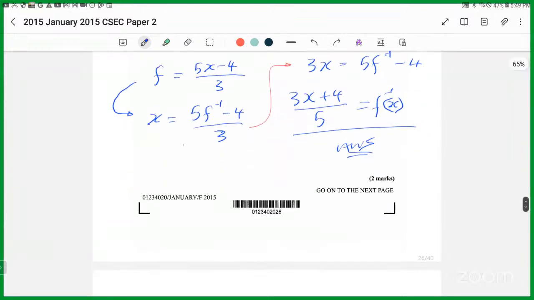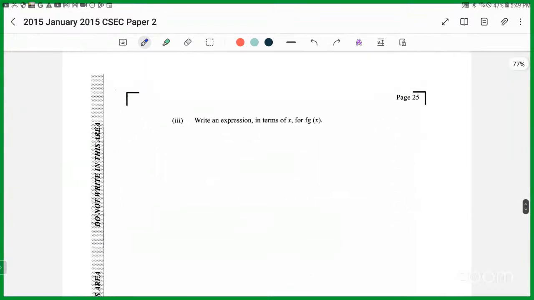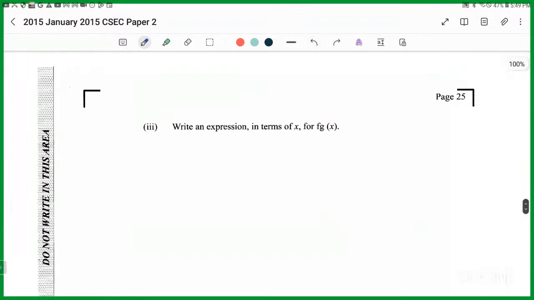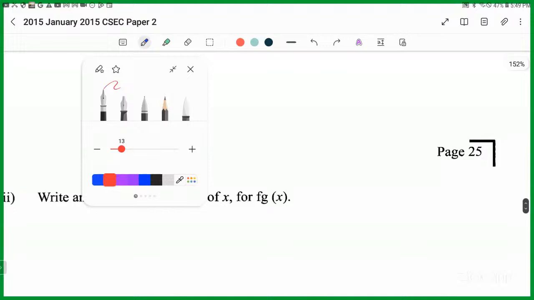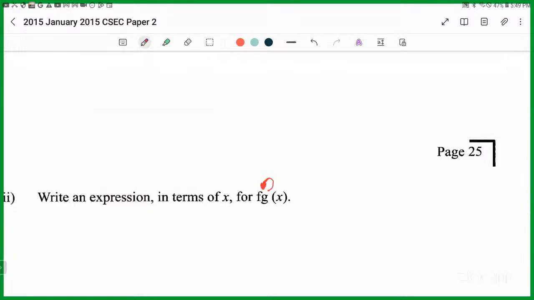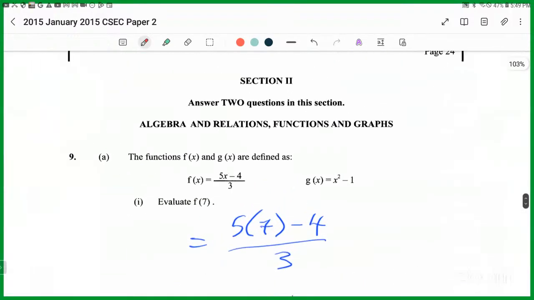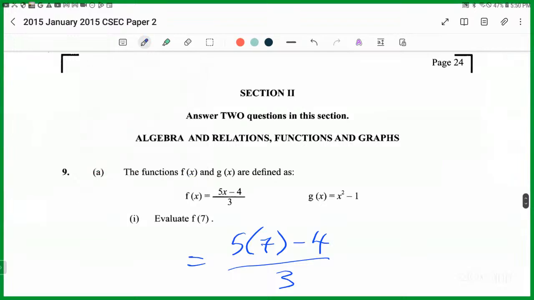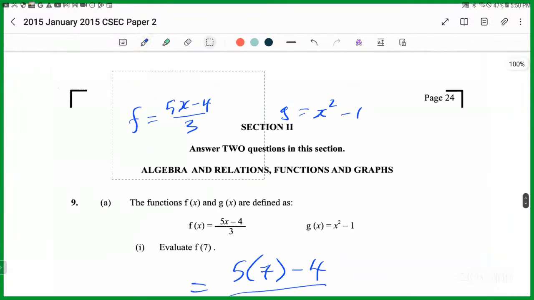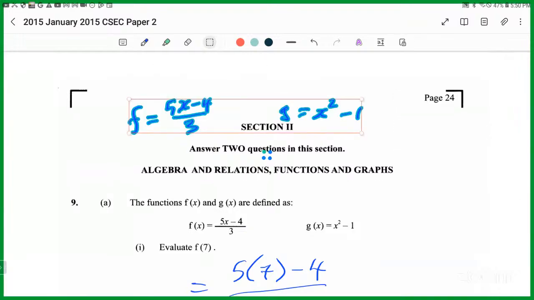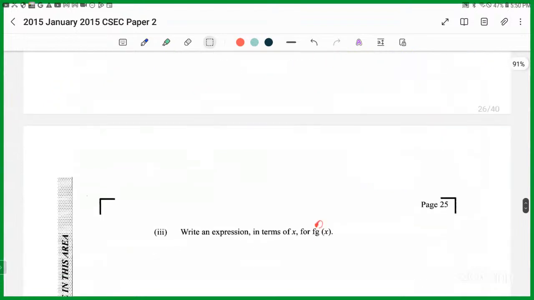All right, the next part says I want f of g. f of g means g into the f. Let's write them out again and copy them for the substitution. Remember that f is 5x minus 4 over 3. The g is x squared minus 1.